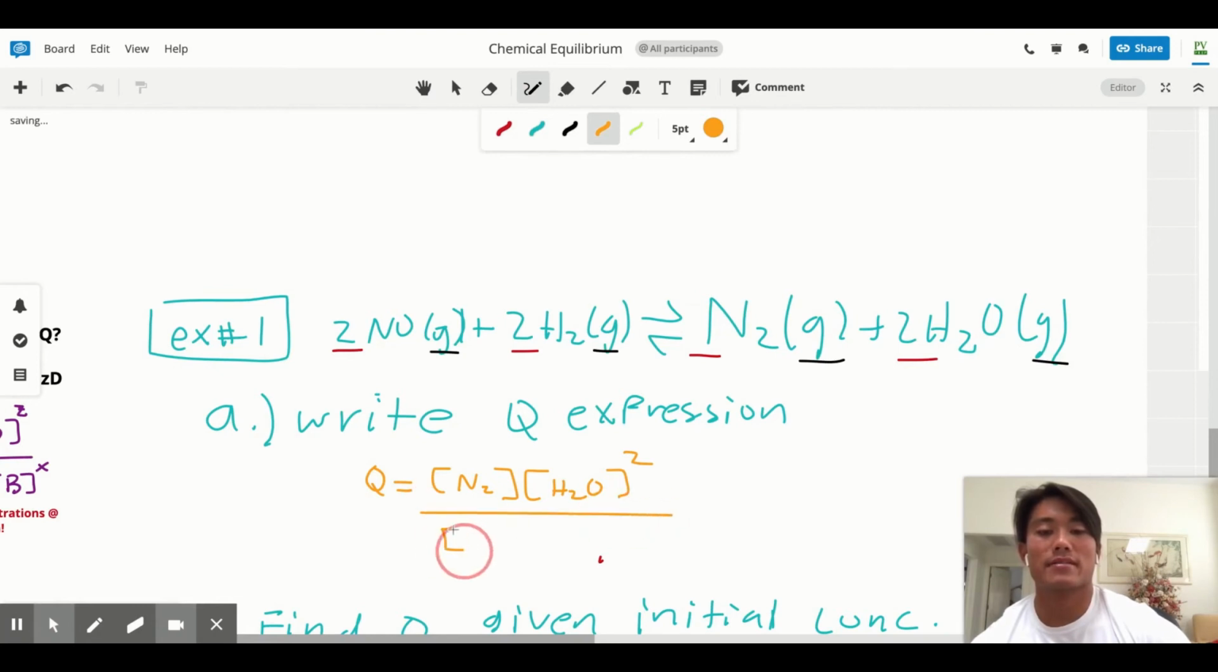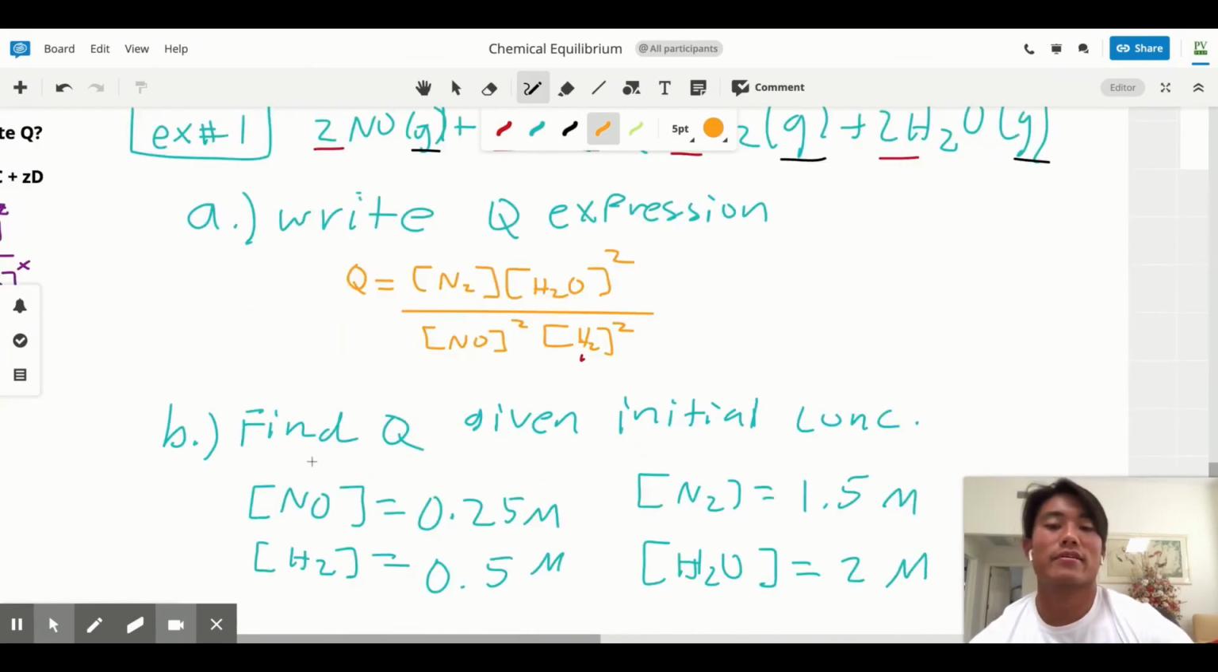Divide that by your reactants. My first reactant is NO squared because of the coefficient. Then you have H2 squared because of the other coefficient. Basically I'm including all 4 of these molecules because they're all gases. Remember, you do not include solids or liquids.